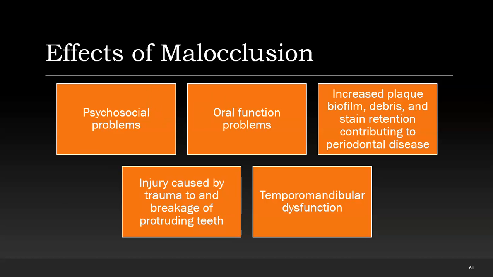So if they have psychosocial problems, that means, let's say they have problems because their face doesn't look good, so poor facial aesthetics, or they're not able to pronounce or speak properly. That could all fall under psychosocial problems. Oral functional problems are like if they have difficulty with chewing, with swallowing, with speaking, that falls under there. If they have rotated teeth, of course, they're going to have more plaque buildup, more debris, more stain, and then that can contribute to periodontal disease.